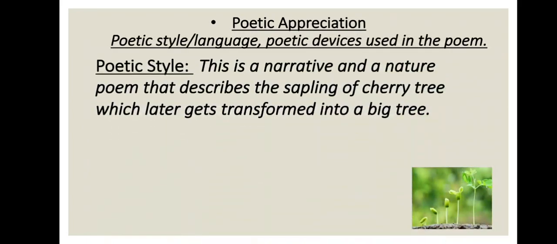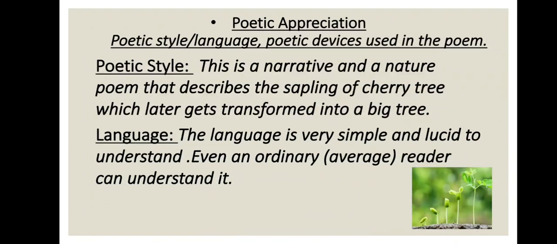Poetic style, language, poetic devices used in the poem. Now, style means which type of poem is that? This is a narrative and a nature poem that describes the sapling of a cherry tree, which later gets transformed into a big tree. Now, how is the language of the poem? The language is very simple and lucid to understand. Even an ordinary average reader can understand it.